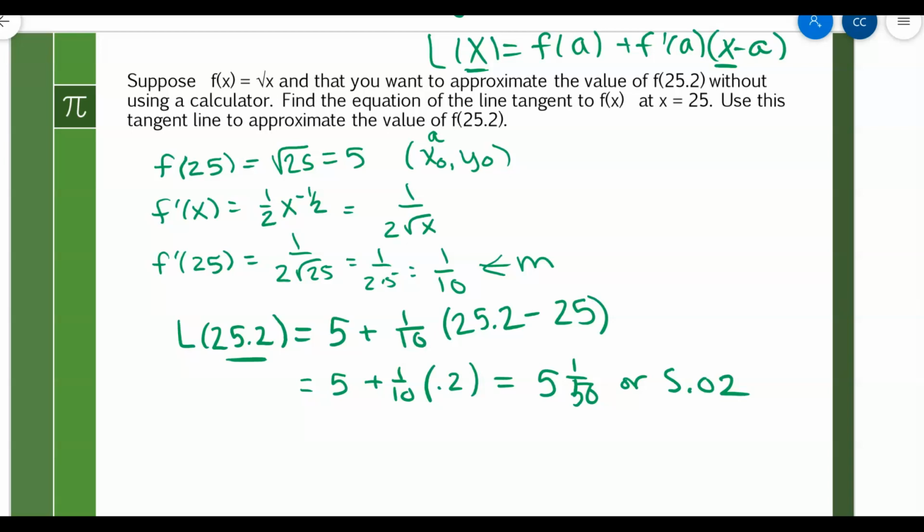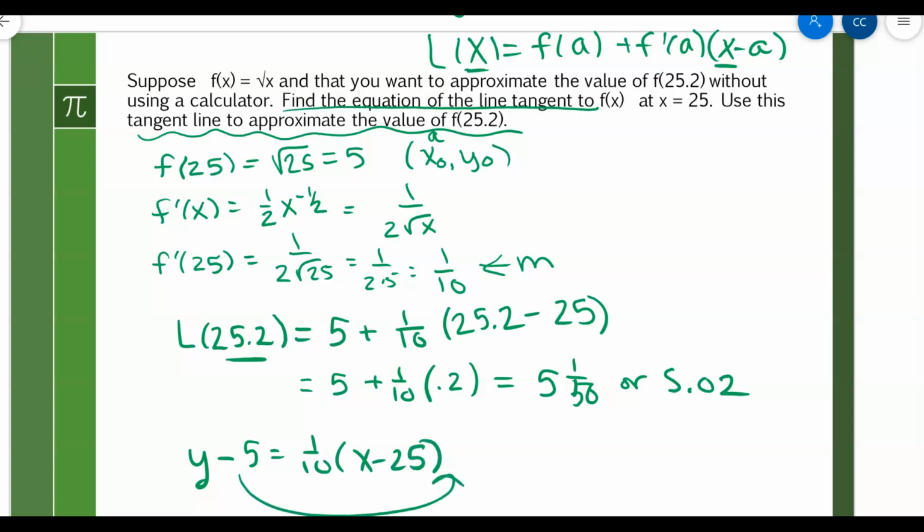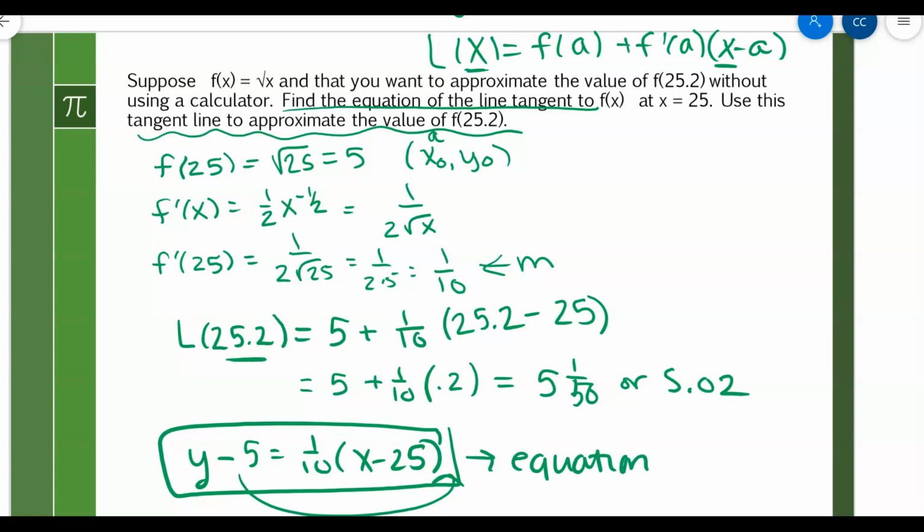If it asked you for the equation of the tangent line and not the approximation of it, then the equation of the tangent line would be y minus 5 equals 1/10 times x minus 25. You could also add that 5 over if you want. But again, this right here represents the equation of the tangent line. This is the approximation of the square root of 25.2.